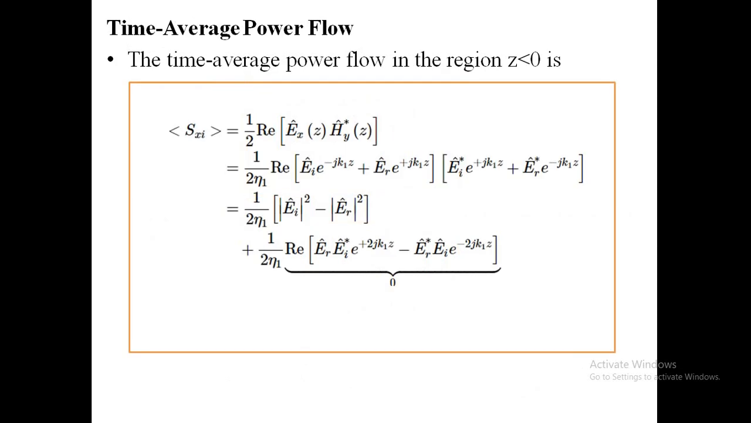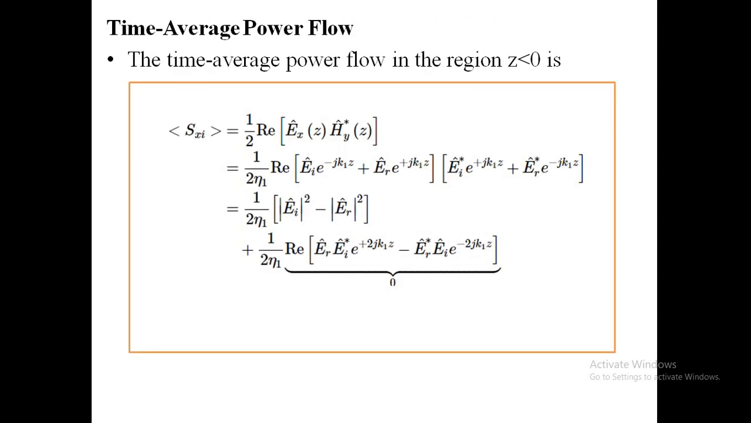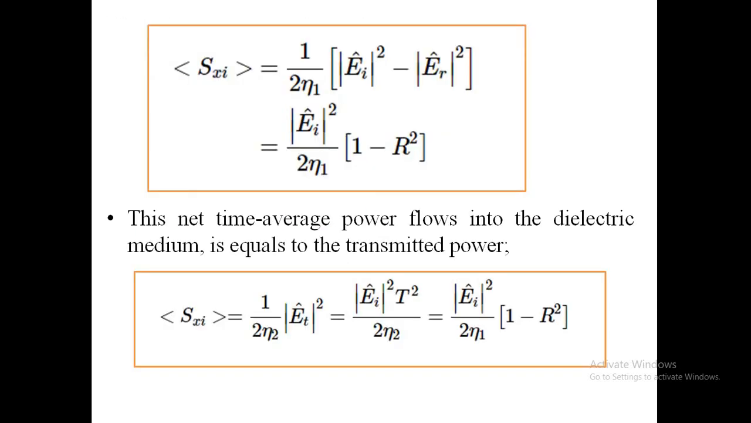Time average power flow. The time average power flow is obtained by the given expression, in which the second part of the expression is equal to 0 as it has only an imaginary part and there is no real component present in it. So, being purely imaginary, the real part is 0, and hence the time average power flow just equals the difference in the power flow in the incident and reflected waves. This can also be equated to the transmitted power.